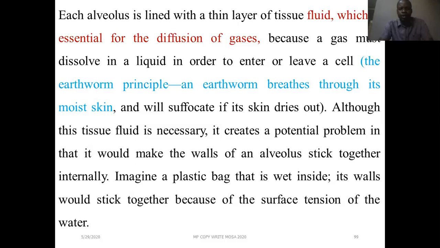Although this tissue fluid is necessary, it creates a potential problem in that it would make the walls of an alveolus stick together internally. Imagine a plastic bag that is wet inside. Its walls would stick together because of surface tension. So this fluid is very important because it keeps the walls slippery, so that when someone is breathing, these membranes don't stick together, and breathing can happen spontaneously.